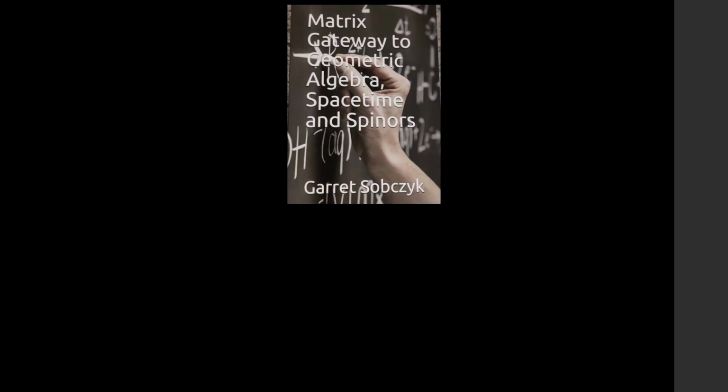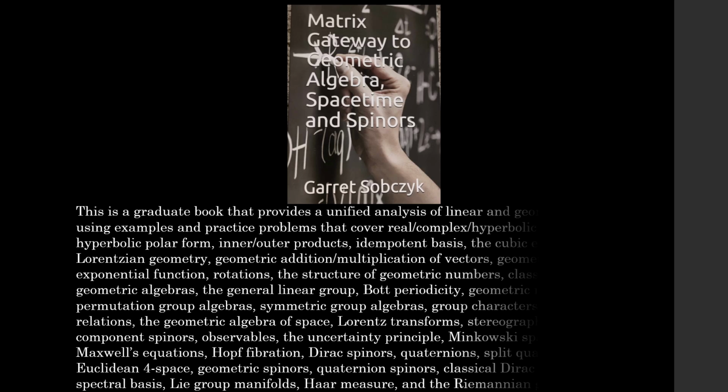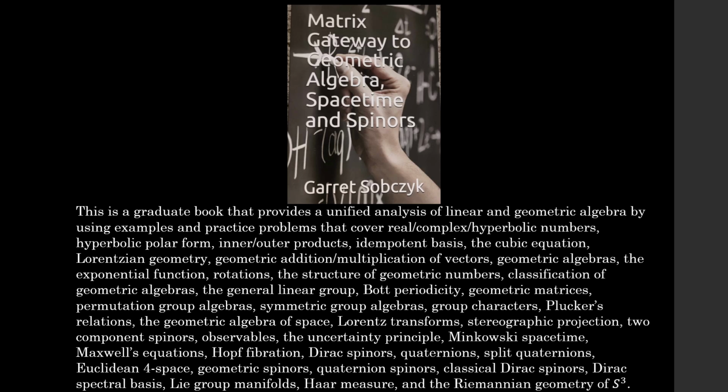This book here is a good complement for that other book and looks at it from another perspective. That's a great way to describe this book here. This one also goes into interesting things. It covers a lot of the stuff that's in that last book as well, but it also covers things more specific to things like the uncertainty principle of Minkowski space-time, as you would expect, but things also like Hopf fibration, quaternions and split quaternions, Euclidean four-space, the Dirac spectral bases, Lie group manifolds, and the Riemannian geometry of the three-sphere. Interesting concepts here from differential geometry get mixed up once you're studying geometric algebra.